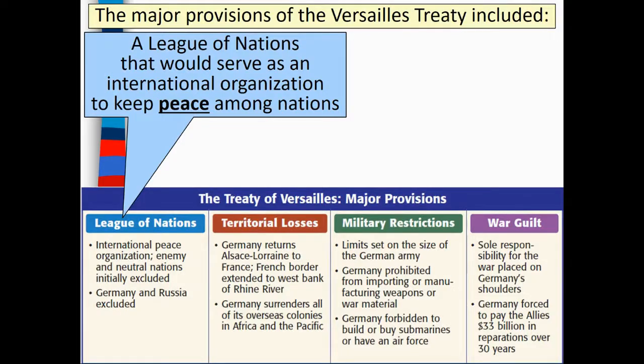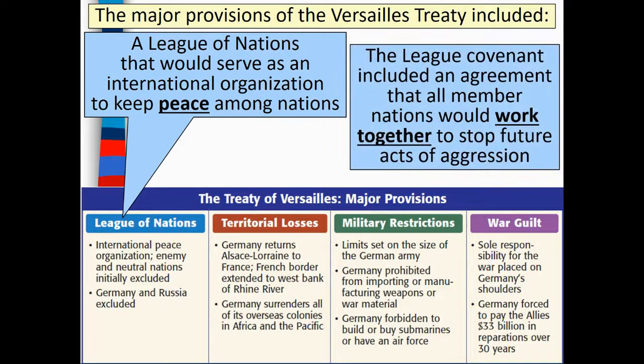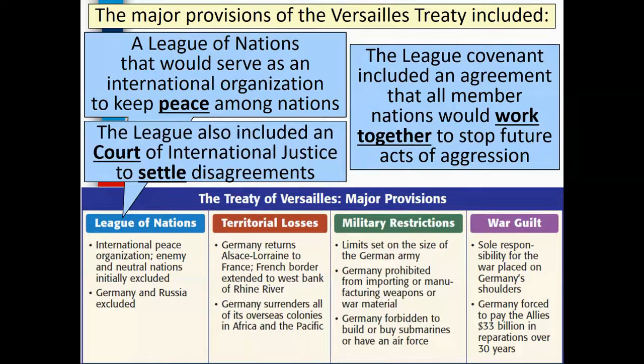The major provisions of the Versailles Treaty included a League of Nations that would serve as an international organization to keep peace among nations. The League Covenant included an agreement that all member nations would work together to stop future acts of aggression. The League also included a court of international justice to settle disagreements.